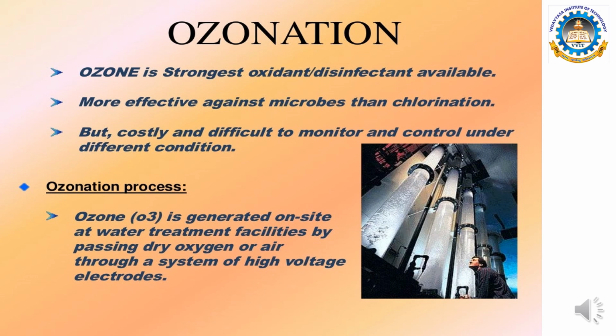So by undergoing these three treatments, that is the primary treatment which includes the screening and sedimentation, the secondary treatment, that is the biological treatment which includes the trickling filter, and the tertiary treatment which includes the disinfection such as chlorination, UV light as well as ozonation, the water can be made pure and the water treatment process is complete.